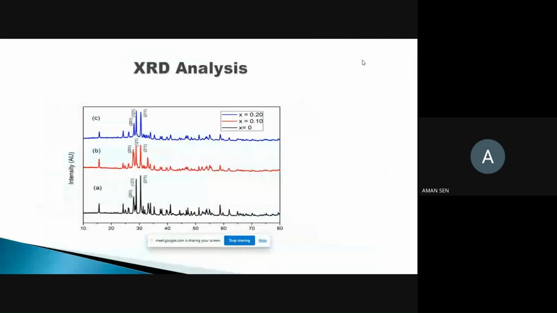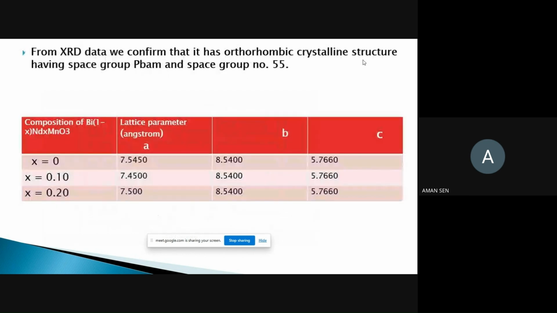This is the XRD analysis of our samples. As is clear, the samples have a crystalline nature, and we can see peaks at angles from 28 to 33 degrees, at 201, 121, and 211. From this XRD analysis, we found that our material has a crystalline structure.